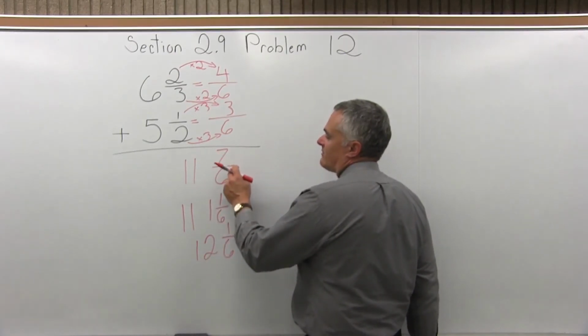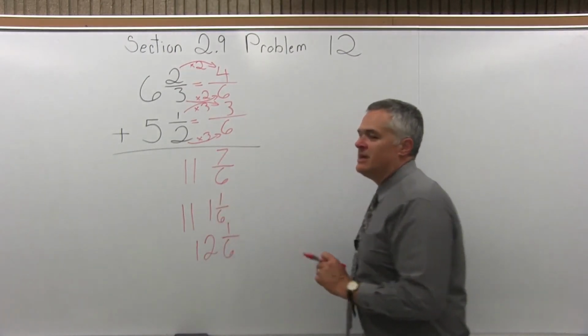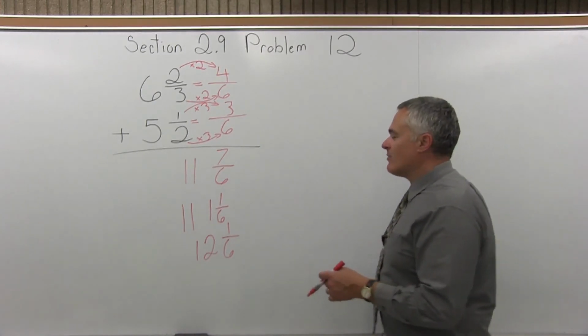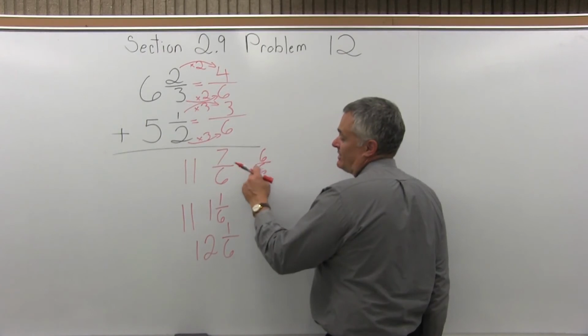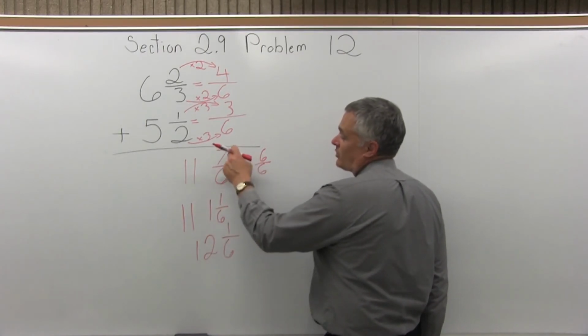Now, I did the 7/6 equals 1 1/6 kind of quickly. How did I get that? Well, I'm thinking that 6 over 6 is 1. So there's the 1, and I have 1 more 6 left over.